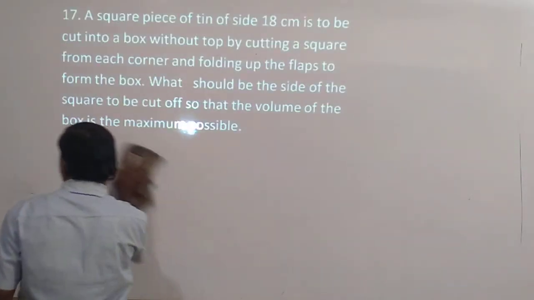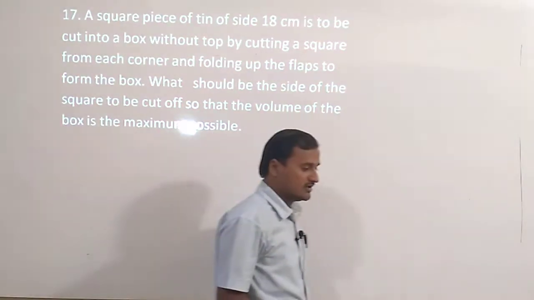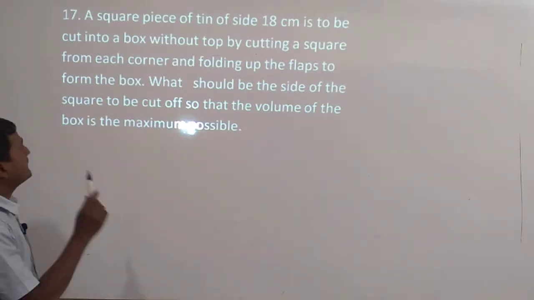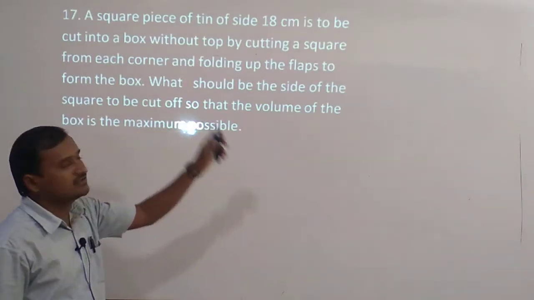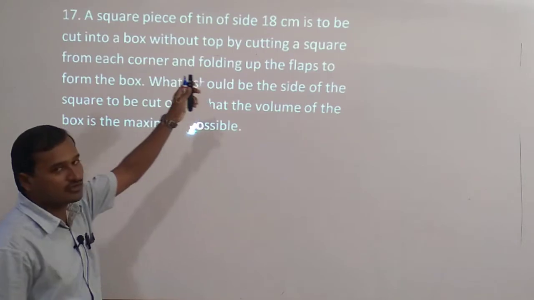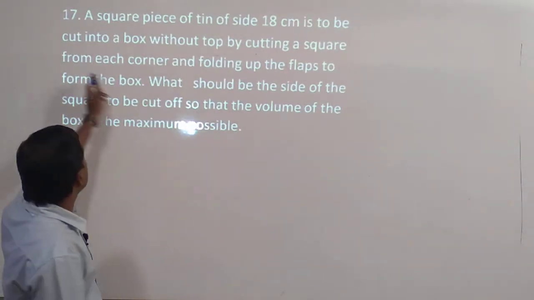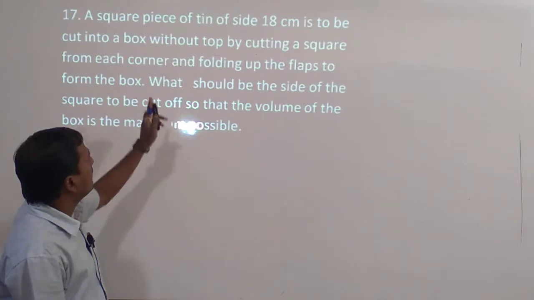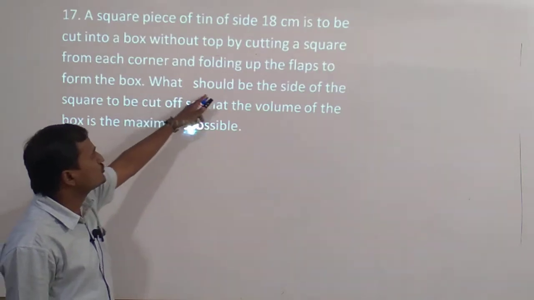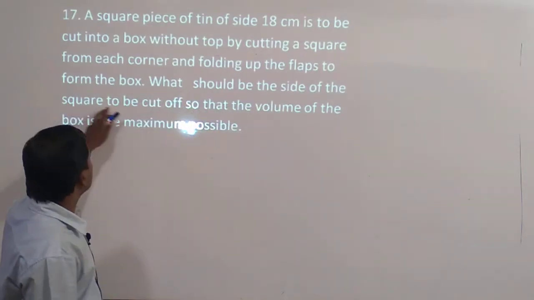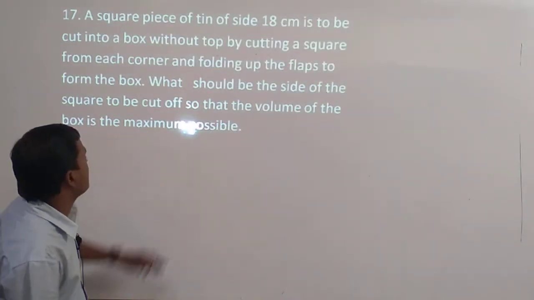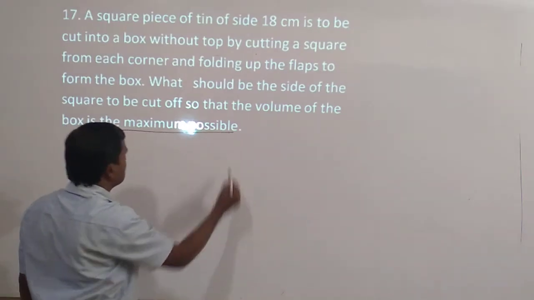Question number 70. A square piece of tin of side 18 centimeter is to be cut into a box without a top by cutting a square from each corner and folding up the flaps to form the box. What should be the side of the square to be cut off so that the volume of the box is maximum?